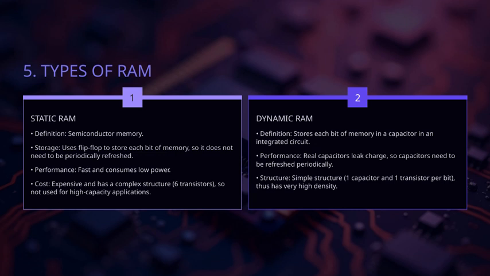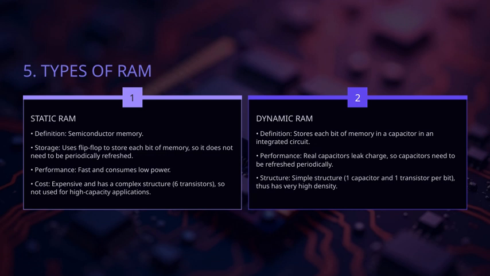Now, moving on to dynamic RAM, or DRAM. This type stores each bit of data in a tiny capacitor within an integrated circuit. The key point here is that capacitors tend to leak charge over time, so they need to be refreshed periodically to keep the data intact. This refresh process is an important characteristic of DRAM.